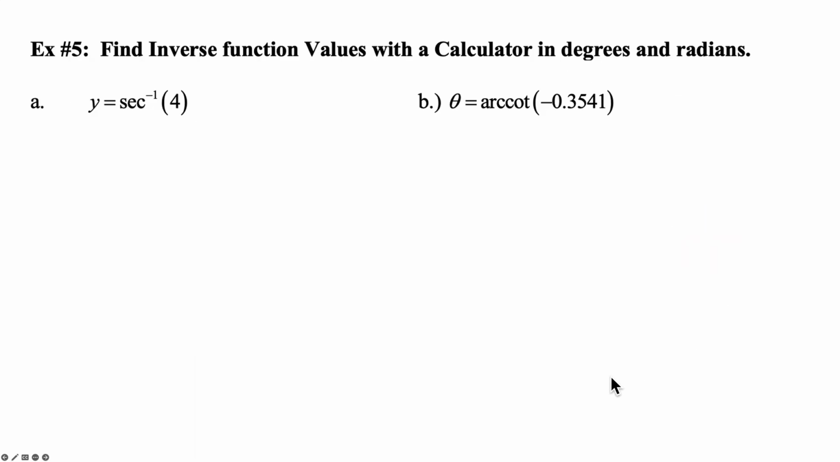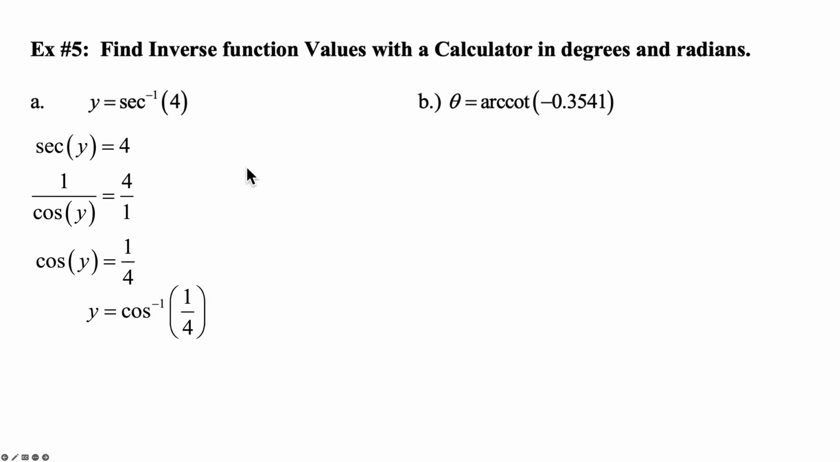Finding the inverse values using a calculator. So again, what we can do is take the secant of both sides. Secant of y equals 4. And if you have to, write the secant of y as 1 over cosine y. And as soon as you do that, we want to put 4 over 1 because we build that proportion. You flip both of them. And now you do the inverse cosine of 1/4.